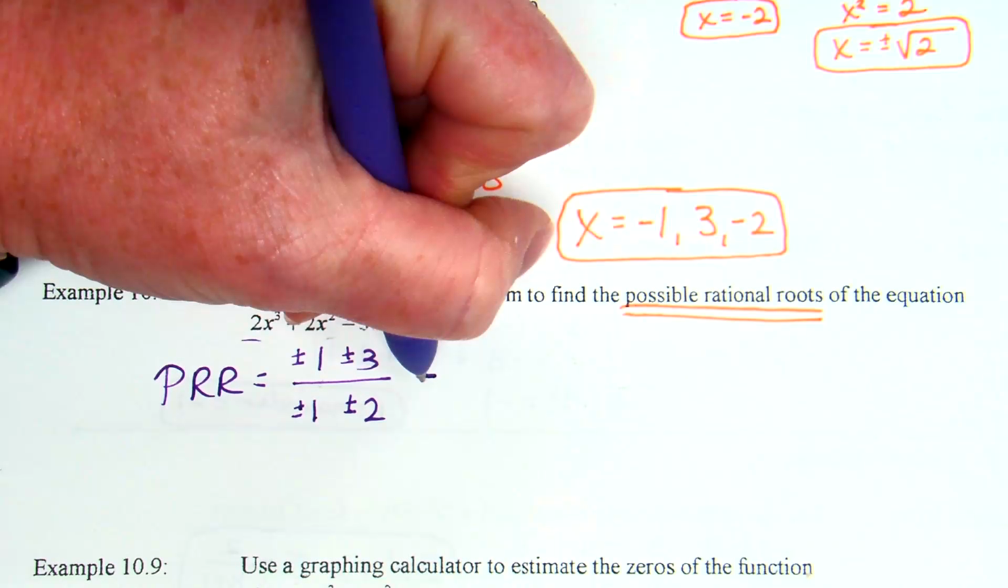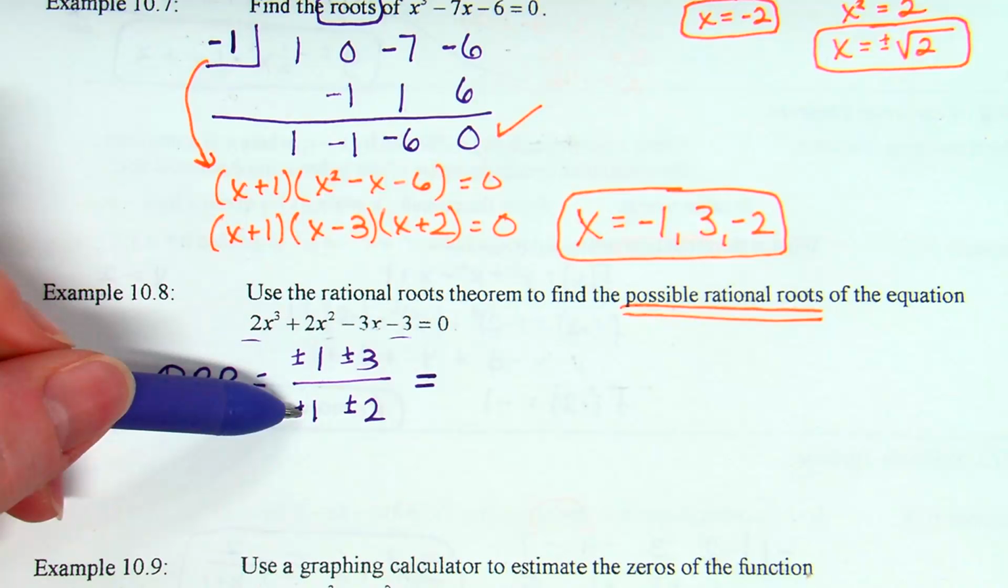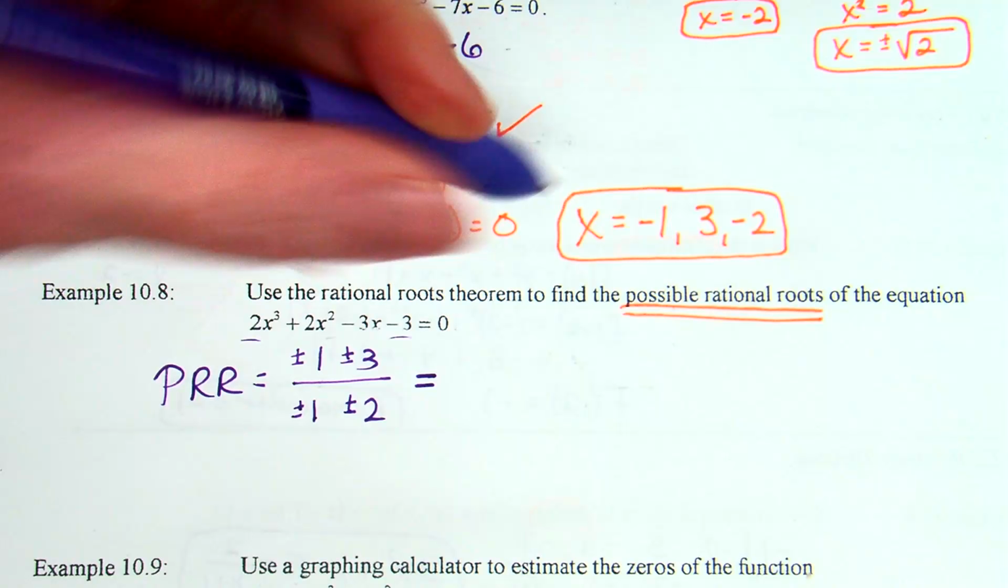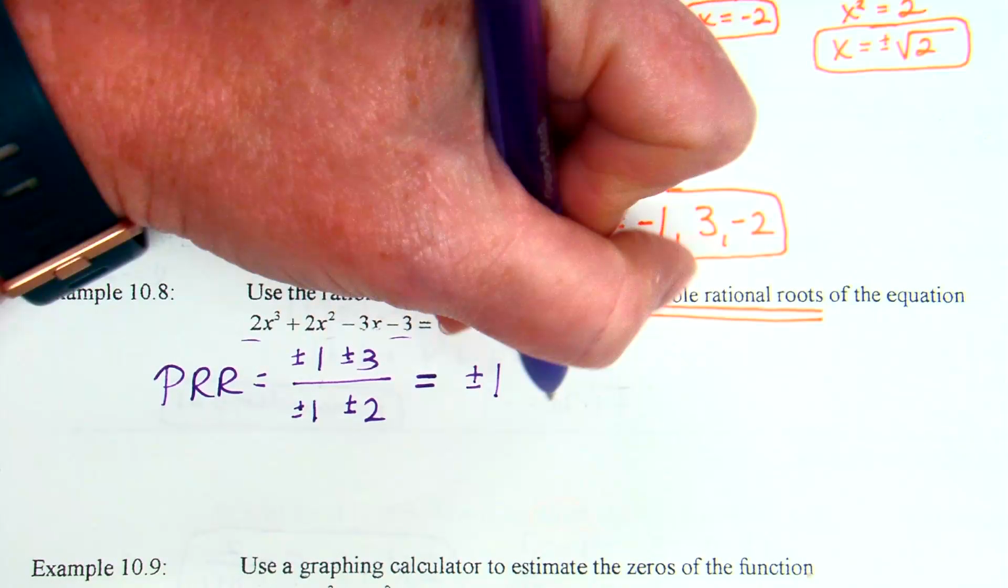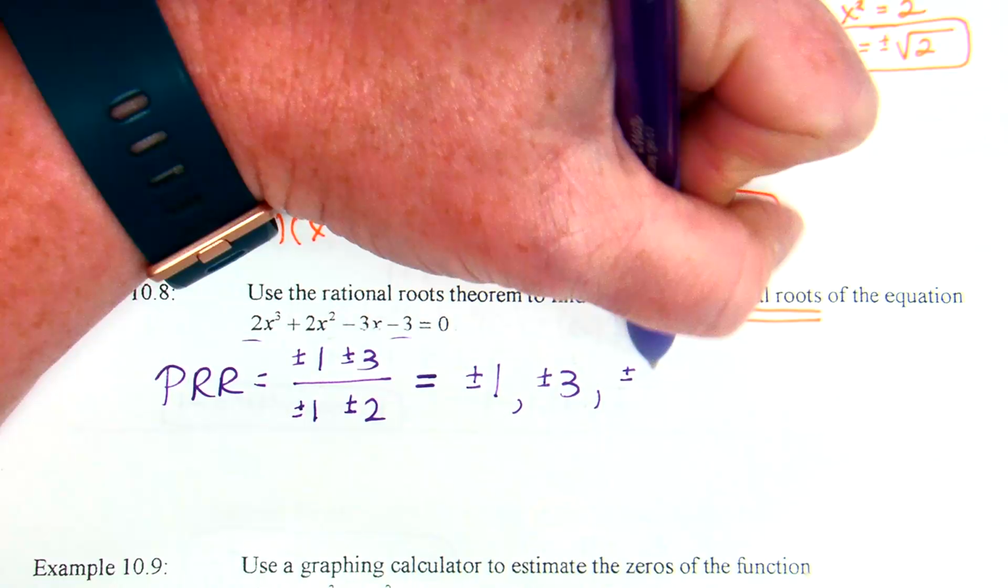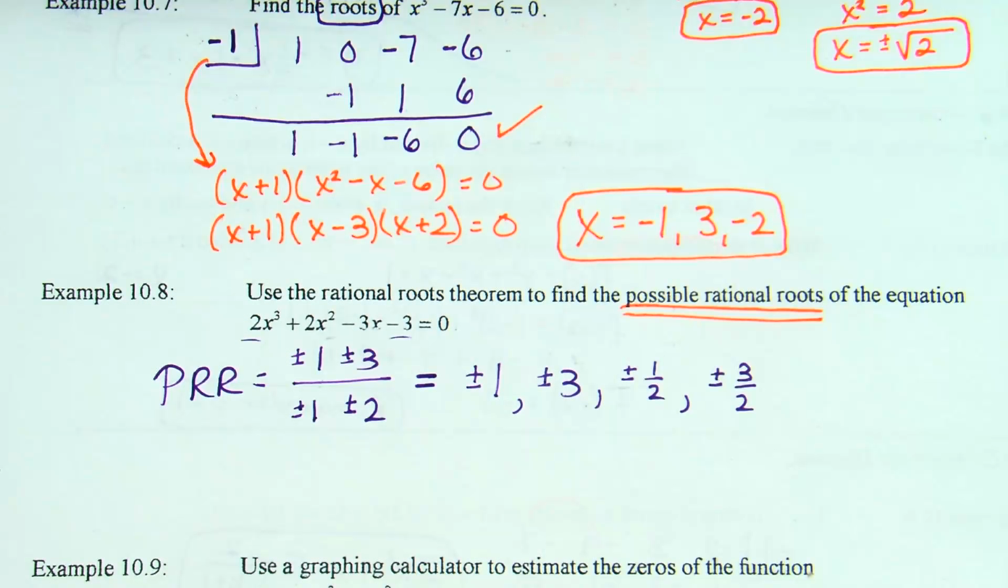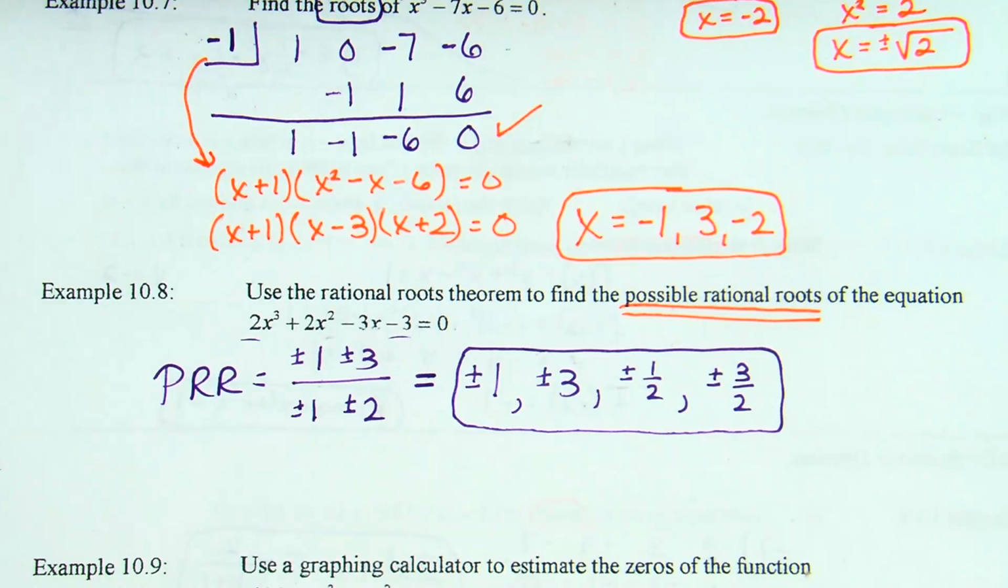So in other words, take turns putting everything over 1, take turns putting everything over 2. So 1 over 1 represents 1. 3 over 1, 3. And then I'm going to put everything over 2. 1 over 2, 1/2. 3 over 2, 3/2. And I didn't say them, but what did I put in front of all of them? Plus or minus. Sorry, that was just kind of a given that I was just, again, trying to save time. Okay, so do watch when they just want possible rational roots.